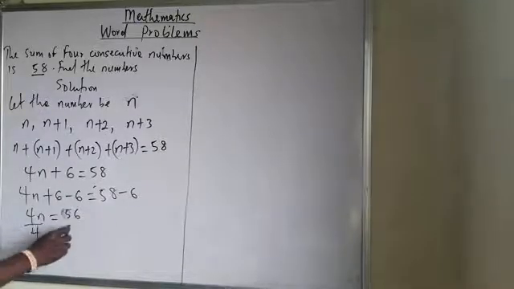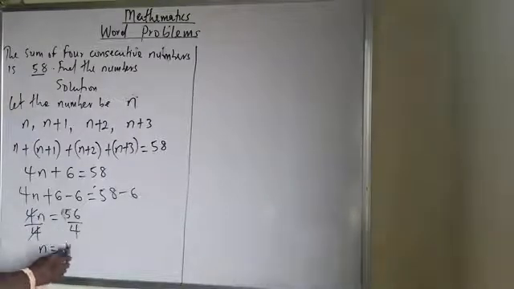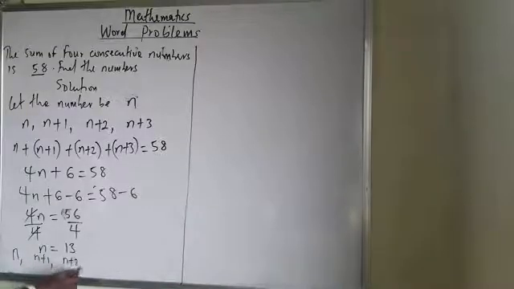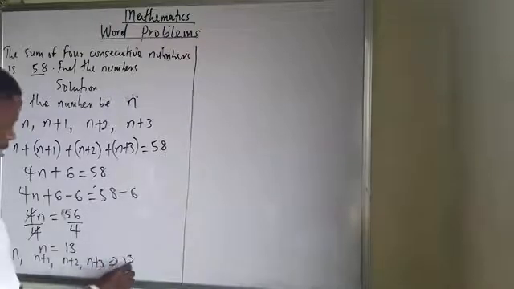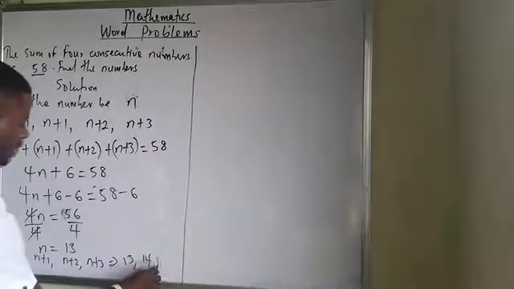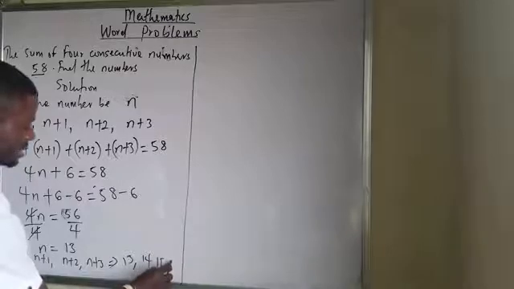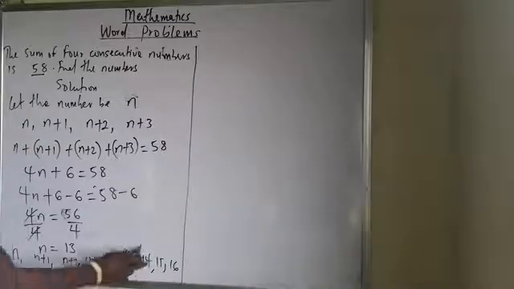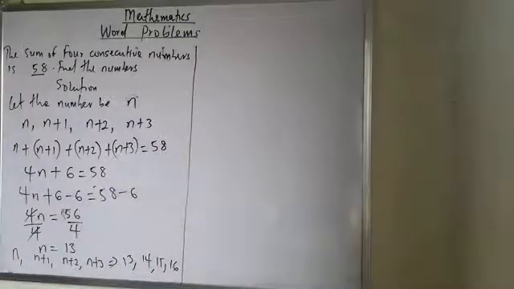Divide both sides by 4. This will cancel. My n equals 13. Now, it means my n is 13. What am I saying? It means n, n plus 1, n plus 2, n plus 3 implies 13, 14, 15, and 16. Those are the four consecutive numbers. That one is settled. Okay.